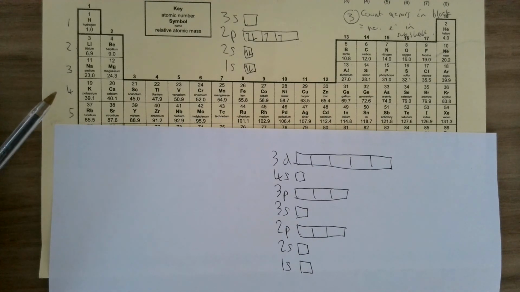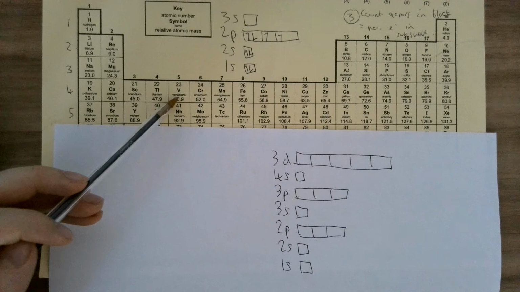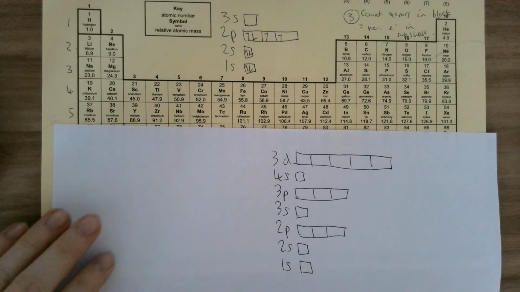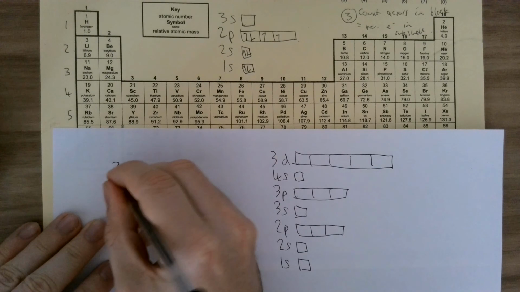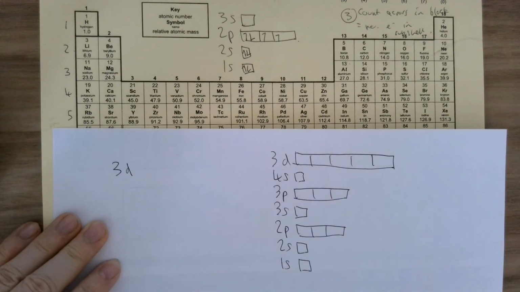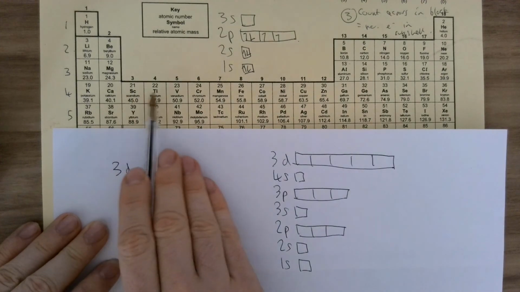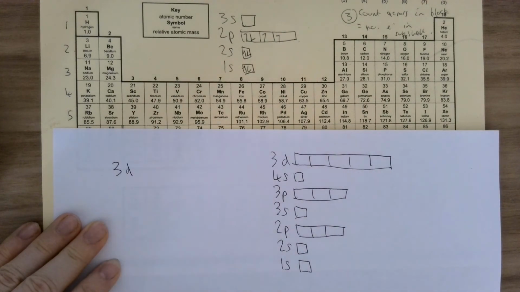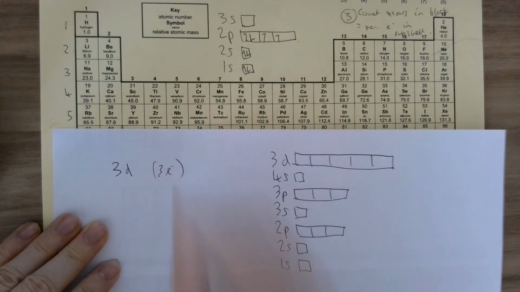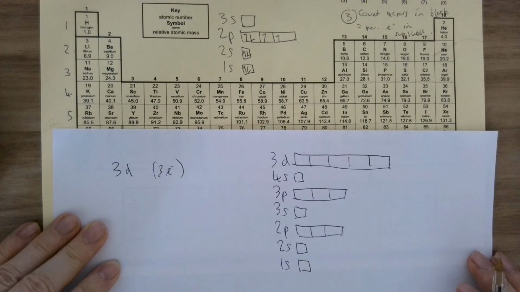So let's have a look at vanadium. Vanadium is in period 4, so its final electron will be in shell 3. It is in the D block, and it is the first, second, third element across in the D block. So it will have 3 electrons in 3d.